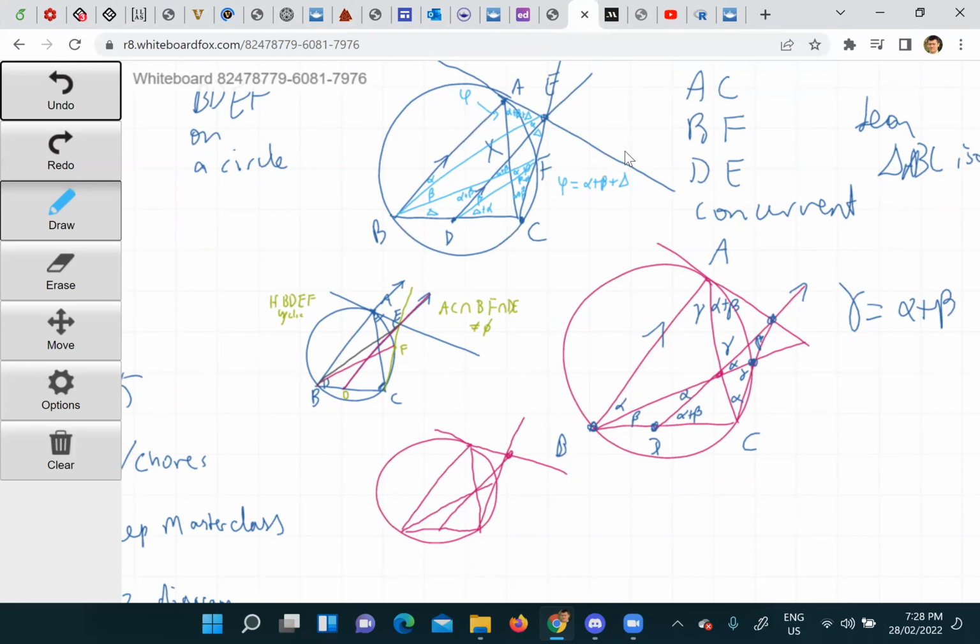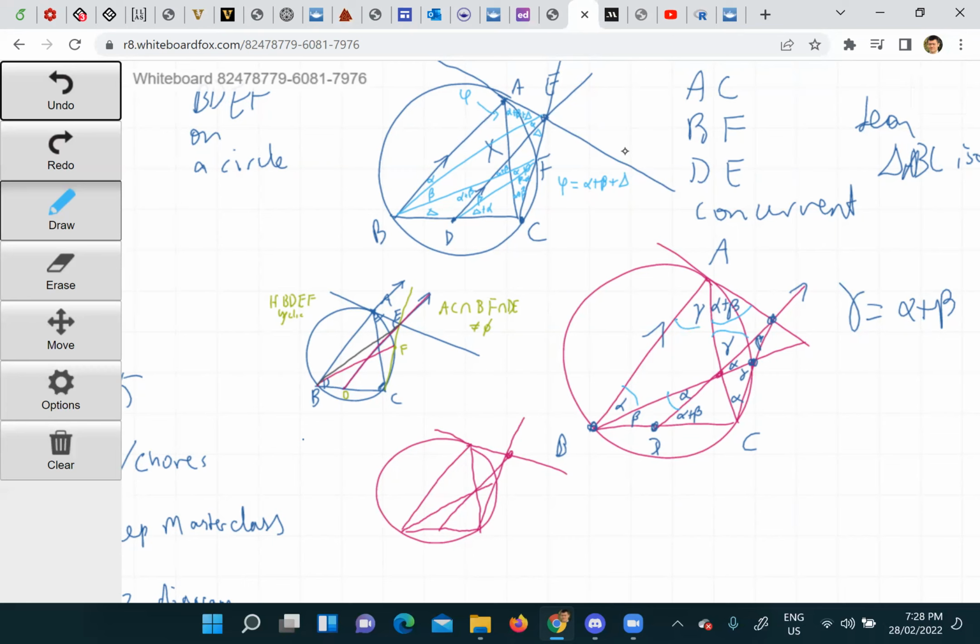So for example, if you label the angles alpha and beta, then that angle is alpha plus beta because of the alternate segment theorem. And then you get a bunch of things. Because of the parallel lines, you get this is alpha. Because of the parallel lines, you get this is gamma.